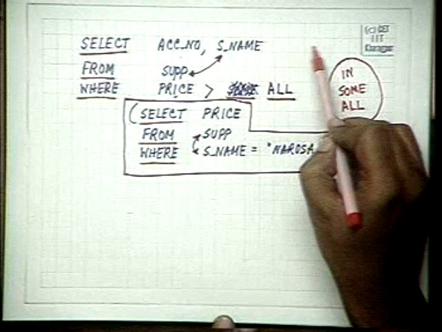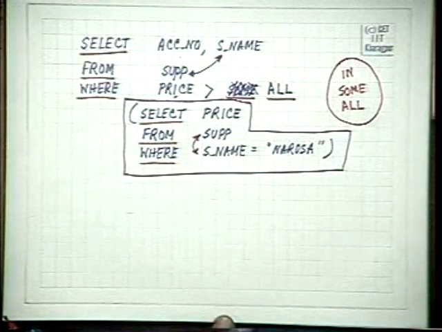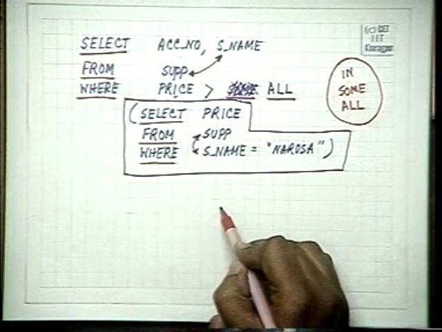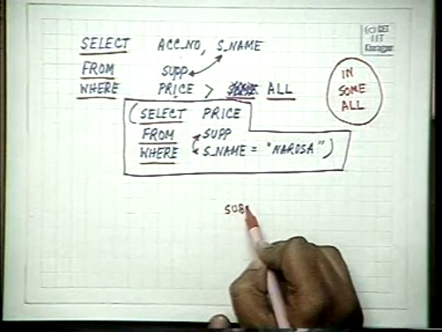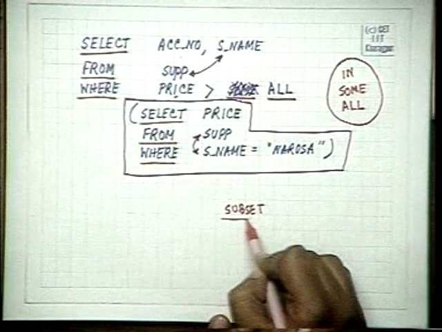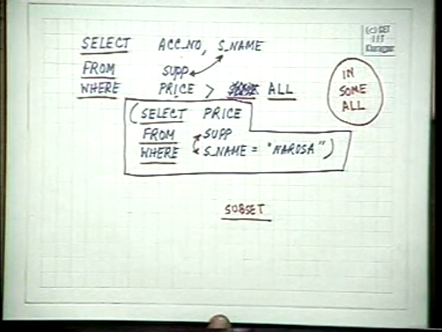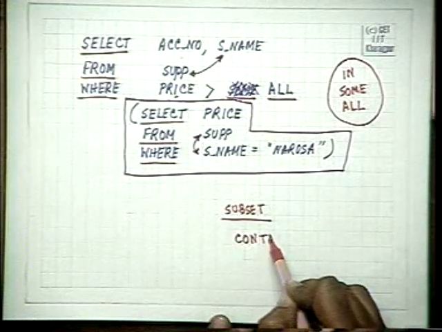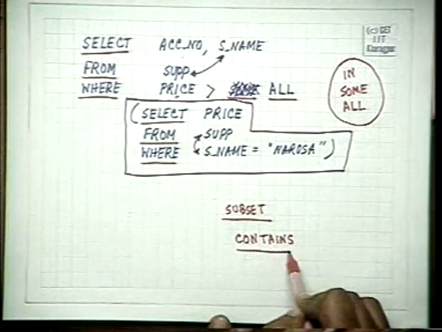Between two sets we have the union and intersection operation, and now we shall see we have the subset operation as well provided by SQL, and that is using the contains keyword.